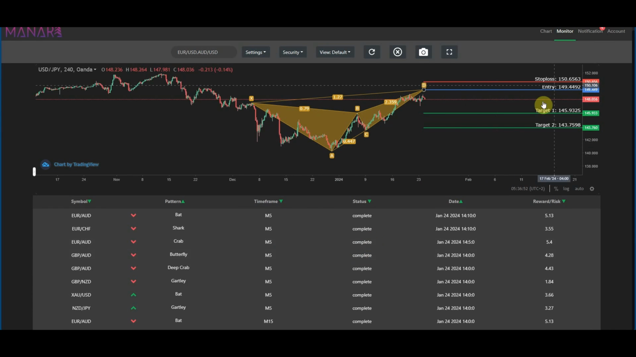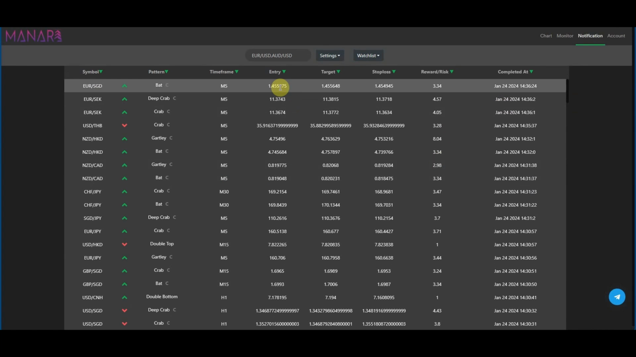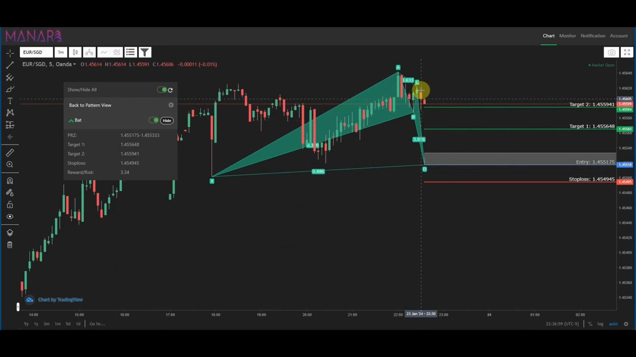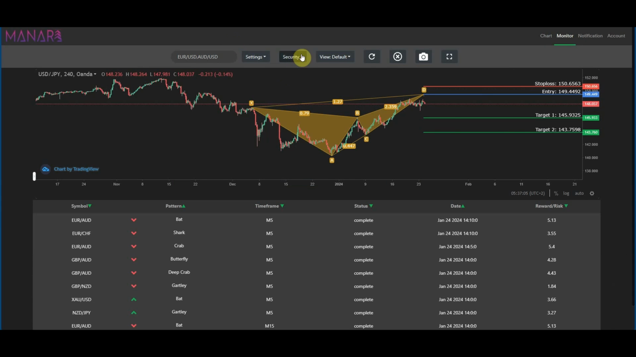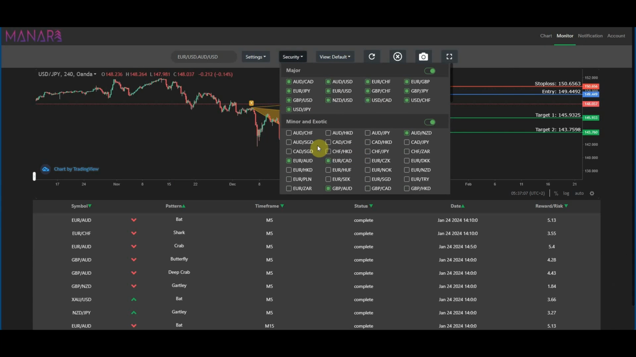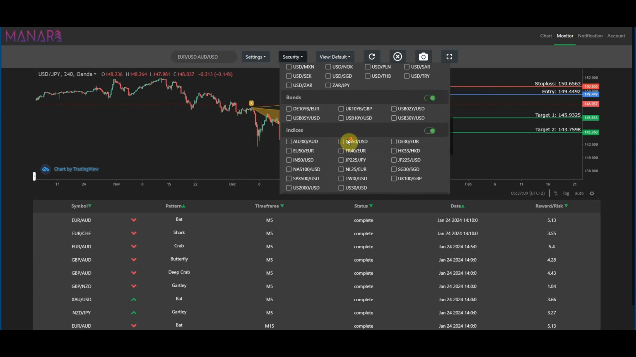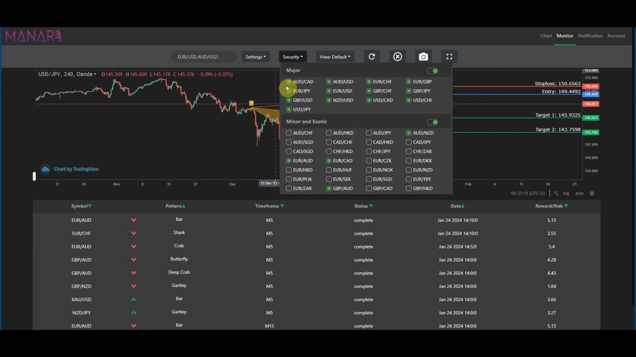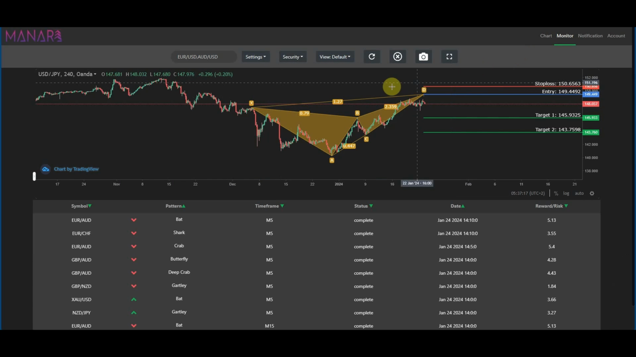And then also the notification tab. So you can turn it up and it will send you a ding, and you know that something new has happened in the world of patterns that you've set it up for. So checking your securities, making sure it's only set to ones that you might consider trading. So you don't want to trade some of the commodities perhaps. You can turn them all off and select only the ones that you actually want to see.